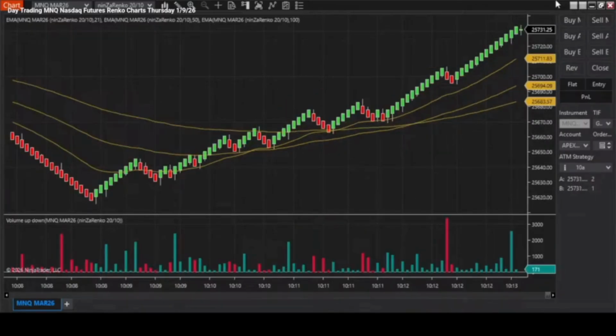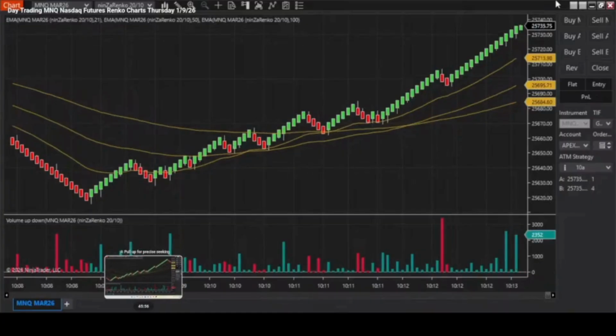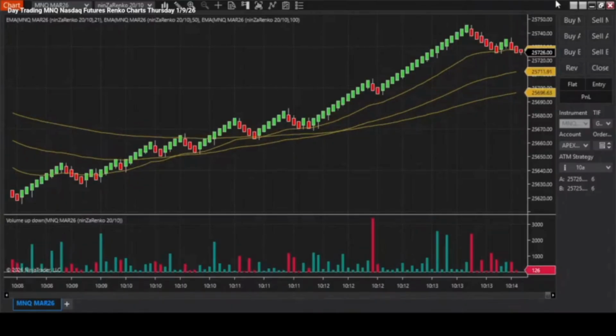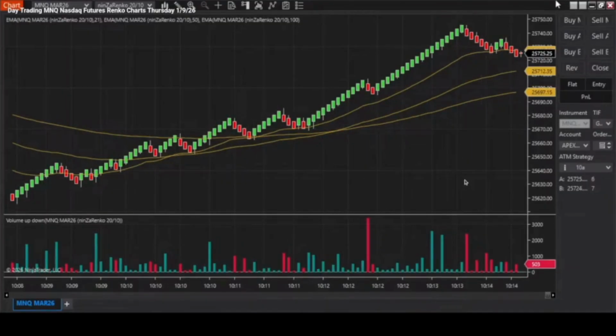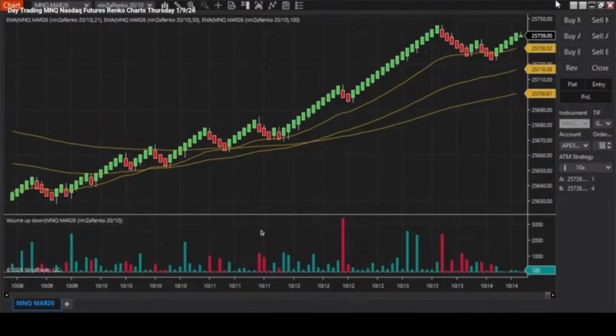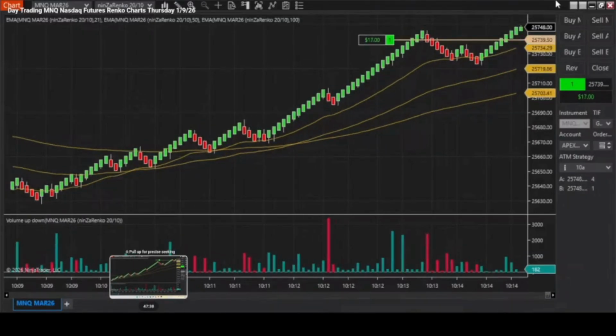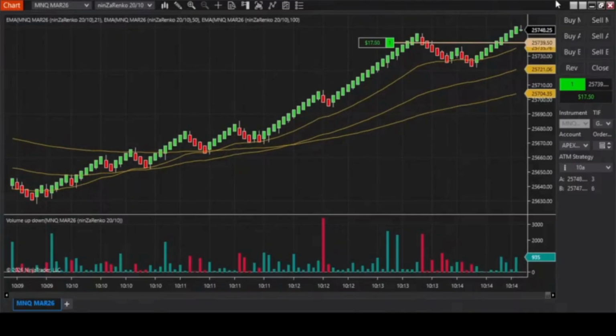Took a trade here. Got an ABC move on the Renkos. I move up. Order filled. Break of structure. I took it on 1 micro contract. Let's see if we can get a runner. Doesn't look like it. Up about 10 points almost. Got to 10. It looks like it's going to pull back.